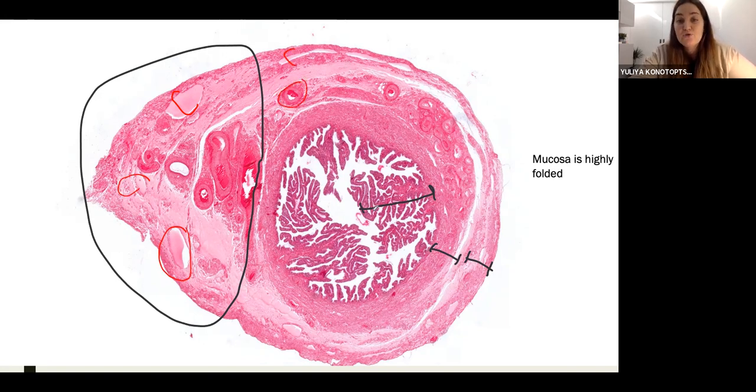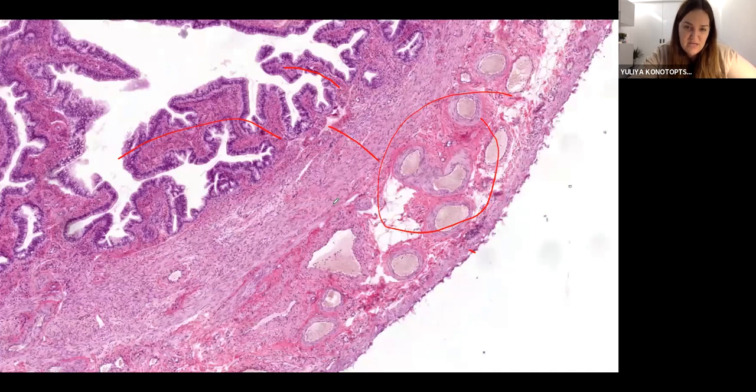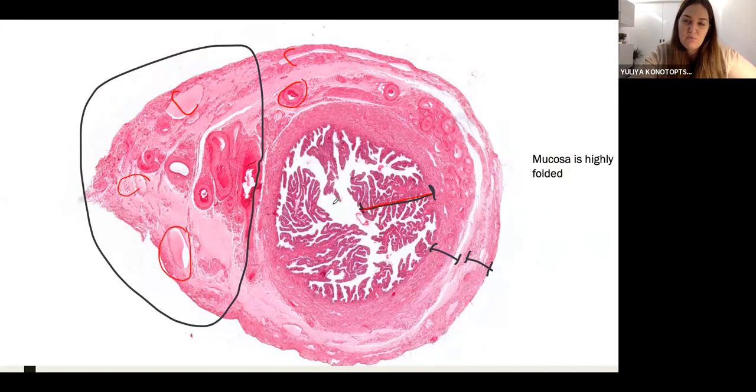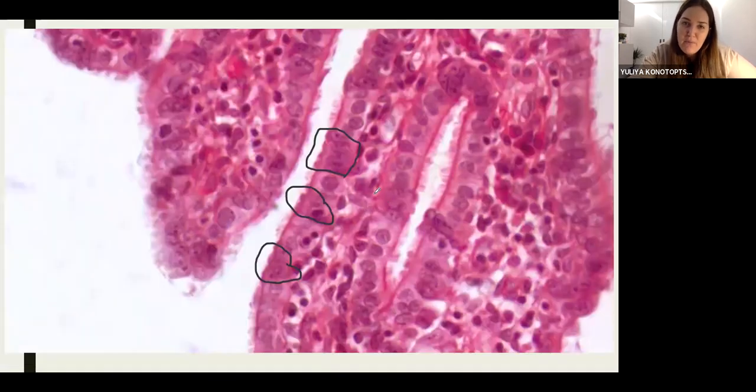But yeah. So notice that the length of the mucosa definitely has increased. If we compare with the previous slide, like this one, and here, mucosa is highly folded and super tall. And if we magnify, we see lots of PEG cells. All of these cells are PEG cells. There are lots of them. There are still some ciliated cells, but the majority of the cells are PEG cells.